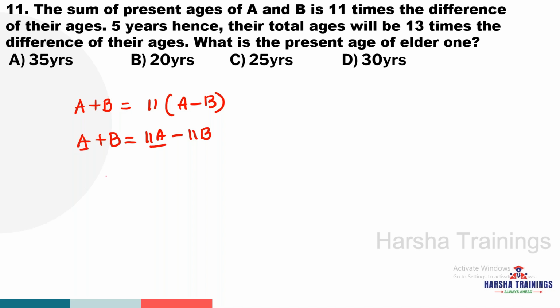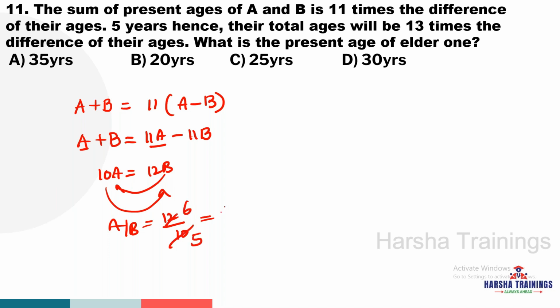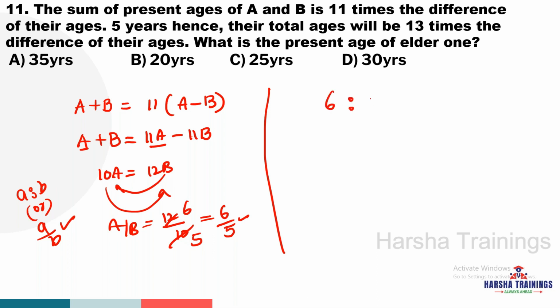Okay, 11A minus A, how much, guys? 10A is equal to 11B plus B, how much, guys? 12B. So B on this side, 10 on this side, and A by B is equal to 12 by 10. So 2 5s are and 2 6s are, 6 by 5. Already I told you, guys, A is to B or A by B is the same, right? 6 by 5 or 6 is to 5 is also the same.